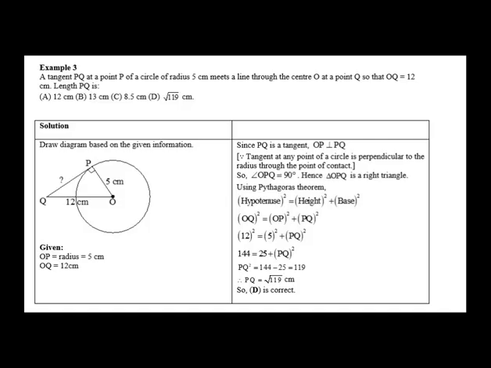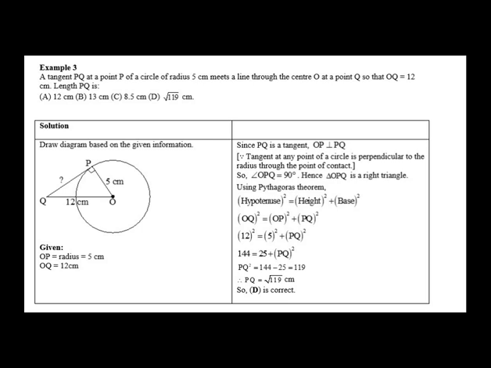Since PQ is a tangent, OP is perpendicular to PQ because tangent at any point of a circle is perpendicular to the radius through the point of contact. So, angle OPQ is equal to 90 degree. Hence, triangle OPQ is a right angled triangle. Using Pythagoras theorem, OQ square is equal to OP square plus PQ square because hypotenuse square is equal to height square plus base square. Therefore, 12 square is equal to 5 square plus PQ square.